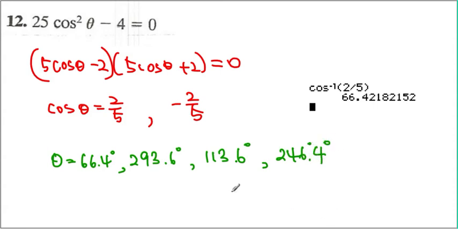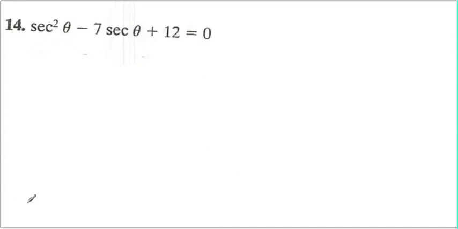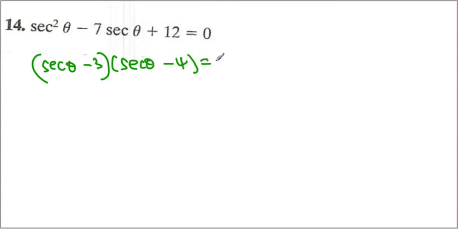4 degrees. So those are the 4 values. Alright, let's look into secant. In this case, one thing we can do, as you can see, is that this is factorable, where secant theta minus 3 and secant theta minus 4 has to be equal to 0. That means secant theta has to be equal to 3.